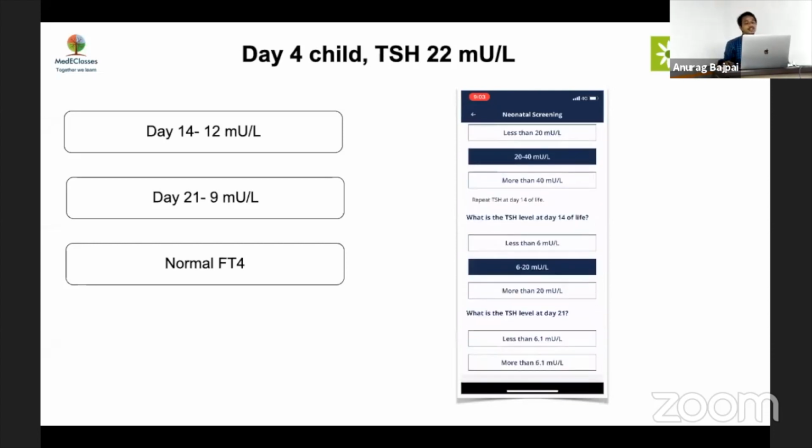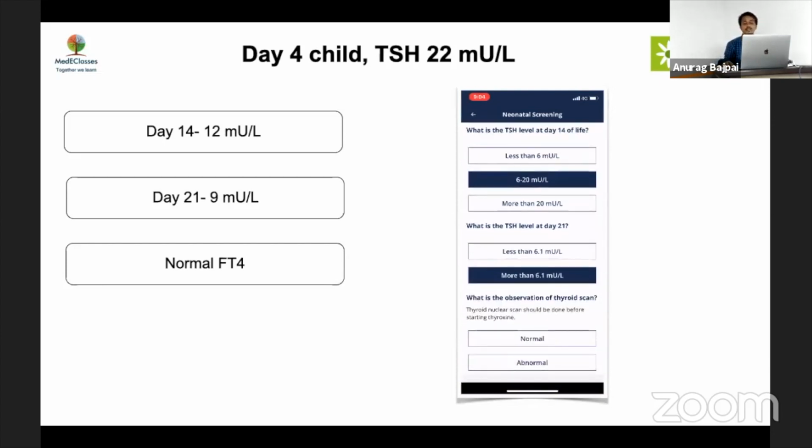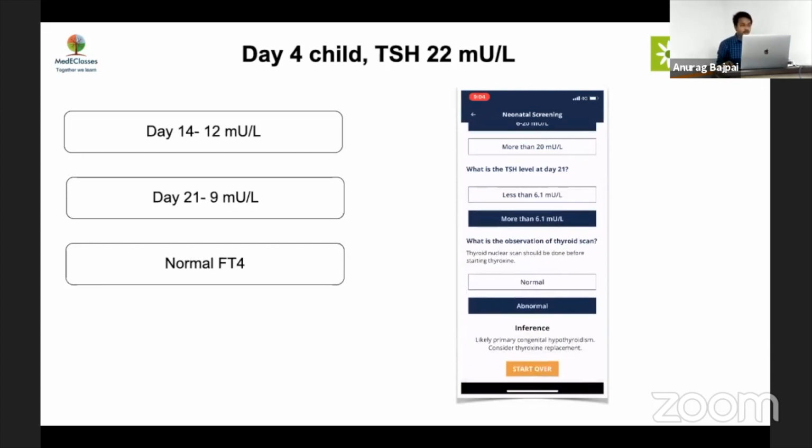A high TSH on day 21 with the normal T4 is most likely a primary hypothyroidism. We have to run workup basically for the cause. And after the workup, we should initiate treatment without delay. I think this is a very important message that you should not keep on waiting for an eternity. You have to wait till a time. So at 21, if it is 9, you may start treatment or not, but you should at least get an evaluation.